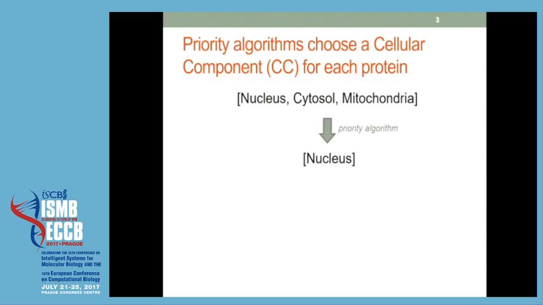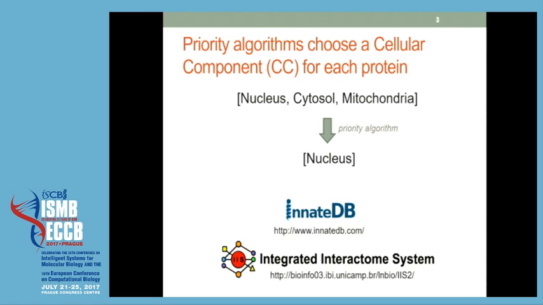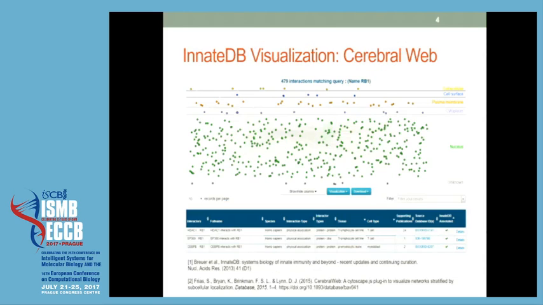There are some tools that simplify these attributes to better represent the network. Two examples are the InnateDB database and the Integrated Interactome System. The InnateDB database simplifies these annotations to show them in the main structures of the cell: the nucleus, cytoplasm, plasma membrane, and cell surface, and also the extracellular region. It uses Cerebral Web to show the network divided into cellular components. Cerebral uses parallel rectangles to divide the network.